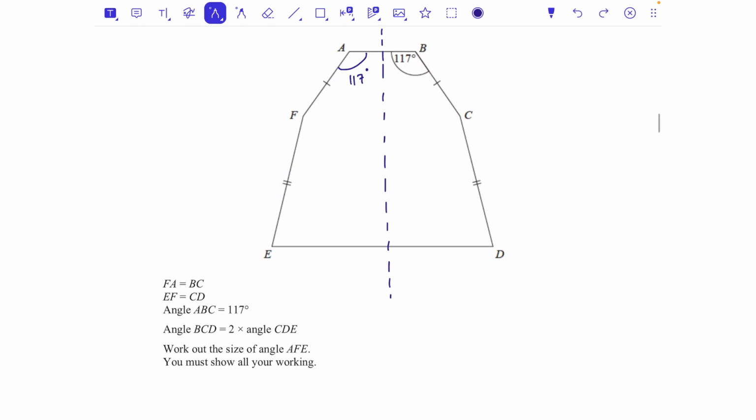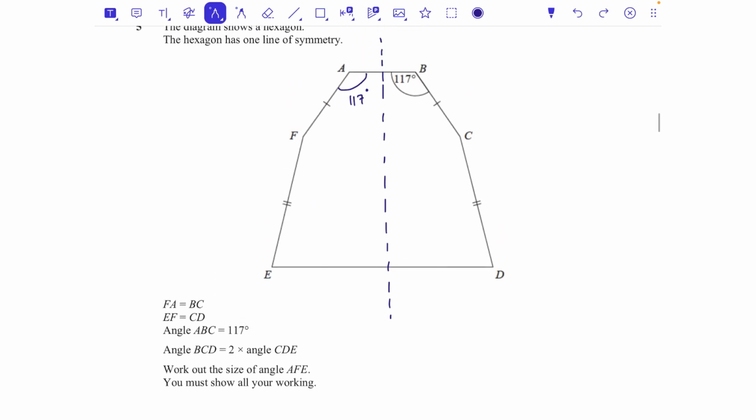Great. Angle BCD. So if you go from B to C to D, the angle you're making is here. So angle BCD is double angle CDE, which is this one here. So therefore I'm going to call this one X and I'm going to call this one 2X. So I also know that this one is 2X and I also know that this one is X. Work out the size of angle AFE, which is this one over here. Okay, so I know that this is a hexagon, and angles in a hexagon add up to 720.